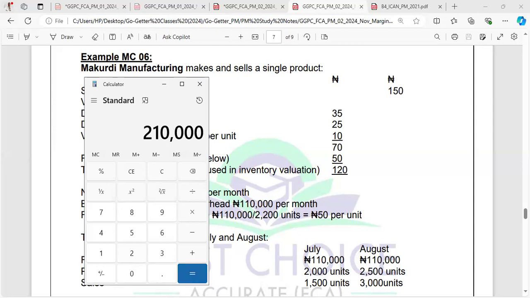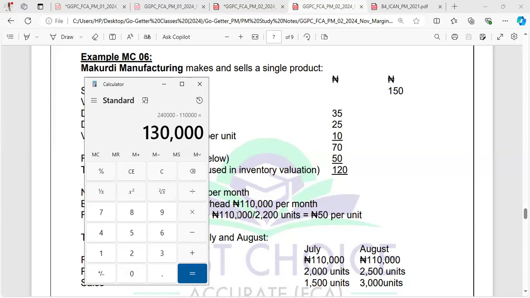Now, how many did we sell? 3,000 units. 3,000 units multiplied by 150, and that gives us 450,000. When we minus from it whatever was our cost, 210,000 was our variable cost, we have a contribution of 240,000. When we remove our fixed cost from this, we have 130,000 as our profit for that month.